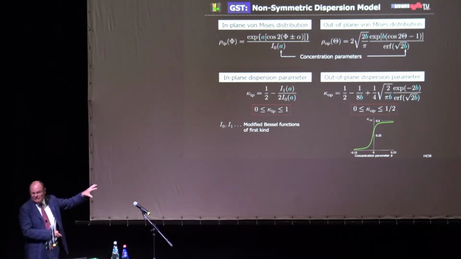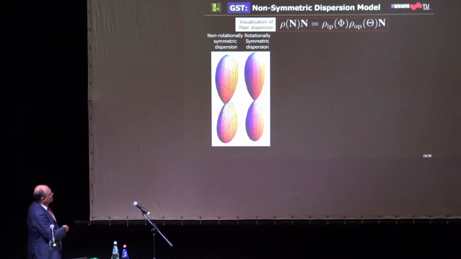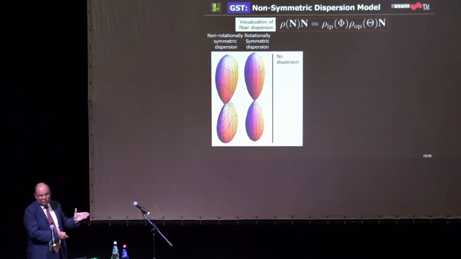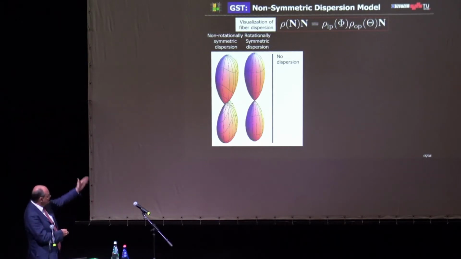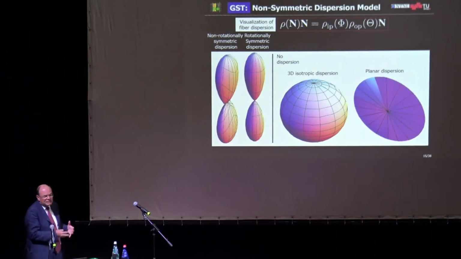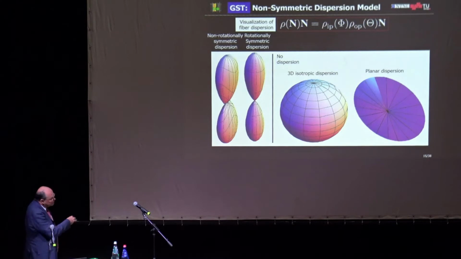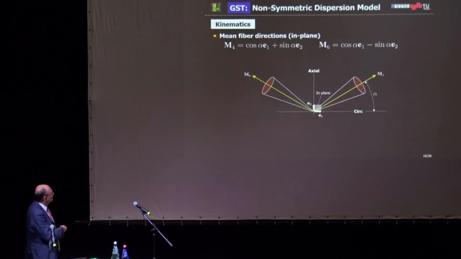This comes from imaging. This has nothing to do with mechanics, basically. So the visualization is like that. You have the density here as a function of n. This is typically a non-rotational symmetric dispersion. Here you have a rotational symmetric dispersion. No dispersion, that means you just have straight fibers. Then you have a 3D isotropic dispersion, so you get the sphere. And here you have a planar dispersion. So in this model you have, as special cases, different types of dispersion arrangements included. As I said, Abaqus has really taken that model.